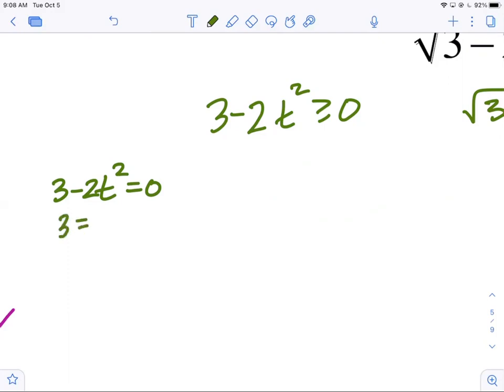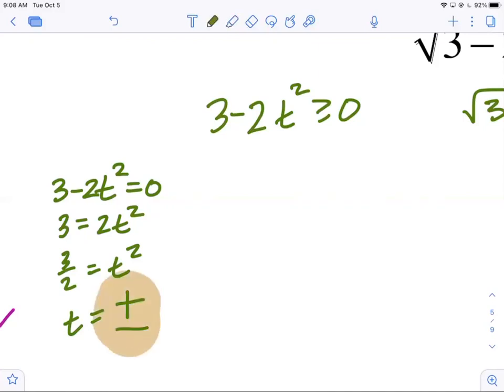So what I want to do is separate the variables. I'm going to bring the 2t squared to the right side to make it positive. I'm going to divide through by 2. And now when I take the square root, I'm going to flip both sides. And when I take the square root, I can't forget to remember to do what? Well, it's an equation, so there's nothing to flip here. What I was looking for is plus or minus, right? Plus or minus the square root of 3/2.